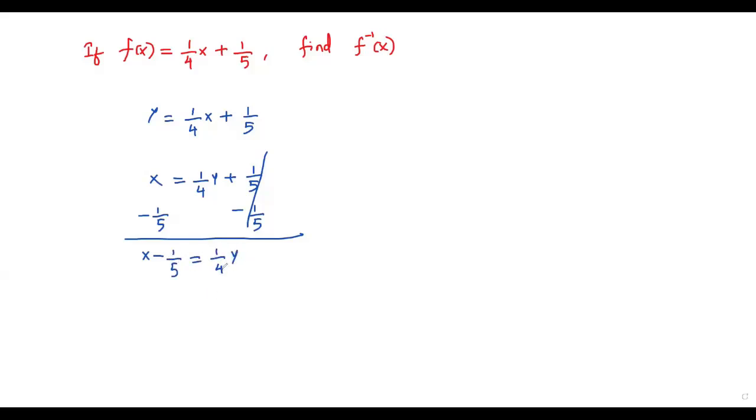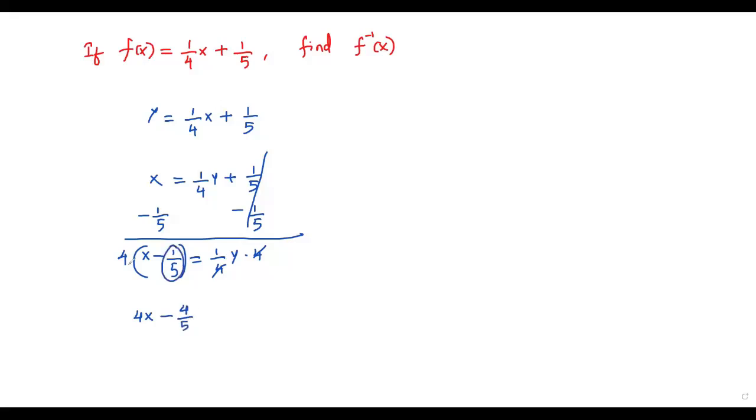Okay, so to solve for y, I have to get rid of the denominator 4. Once I get rid of the denominator 4, I'll be getting the stuff which is equivalent to y. So for that, I have to multiply both sides by 4. So this 4 will cancel out, and we can distribute this 4 to this x and negative 1 over 5. So when I distribute 4 to x, it will be 4x. When I distribute this 4 to negative 1 over 5, it will be negative 4 over 5.